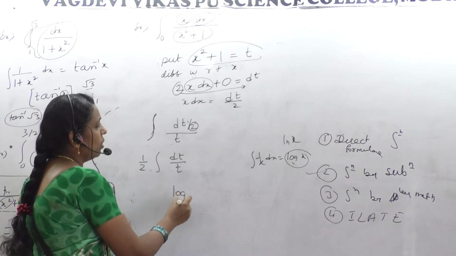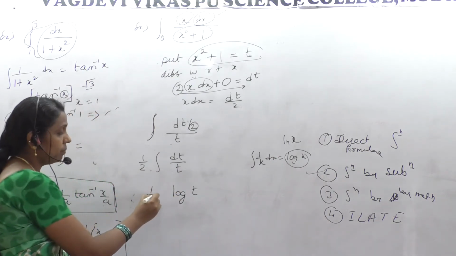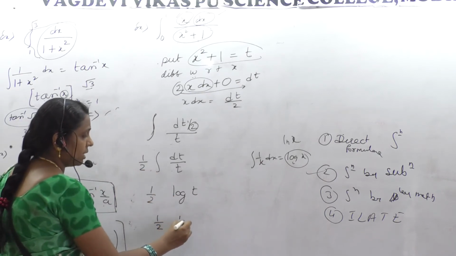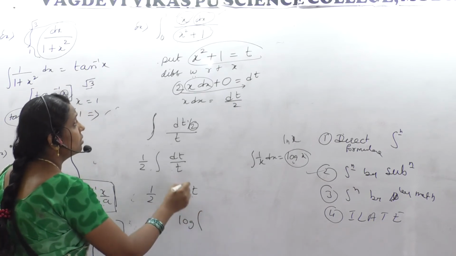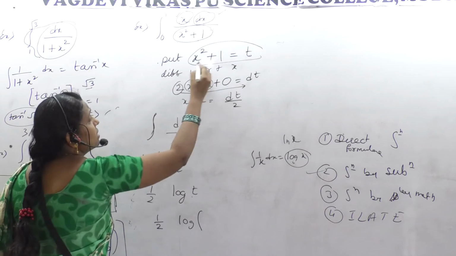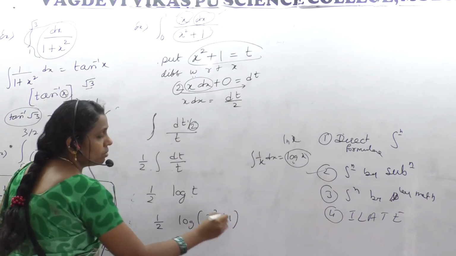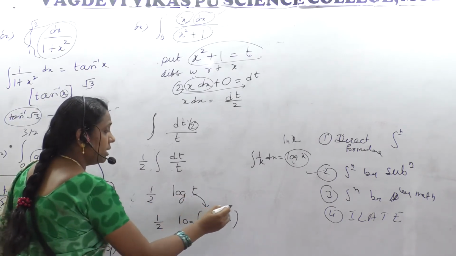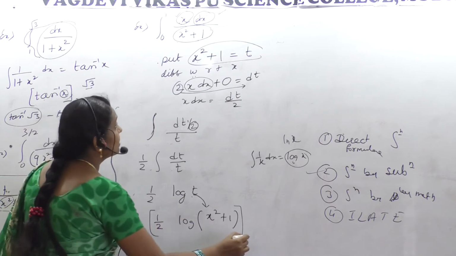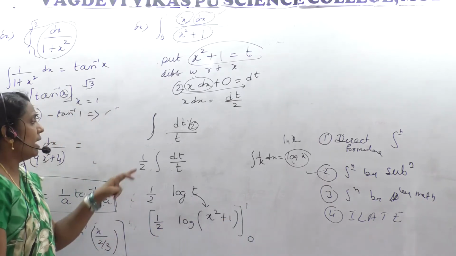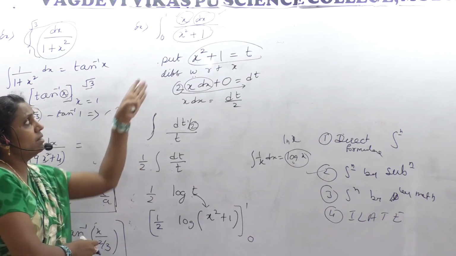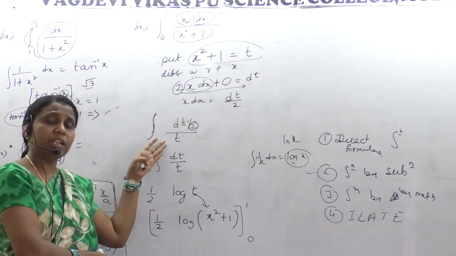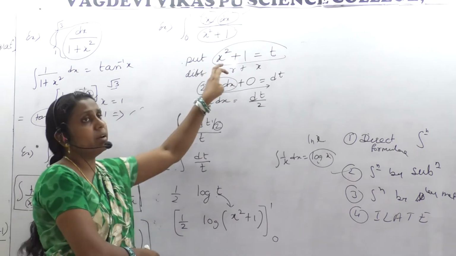Here it should be log t, times 1 by 2. Why I have not taken limits, you will understand now. Log, what was t? The substitution we considered, t is nothing but x square plus 1. After replacing with t, now I will be considering the limits as 0 to 1. Why I didn't write the limits here: the function given was in x, and the new function we framed was in t with some arrangements there.